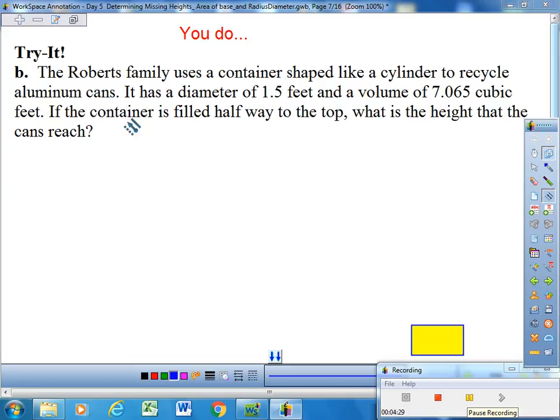So I'm going to help you set it up a little bit. I want you to write down cylinder, volume of 7.065, diameter 1.5, so you know you need the radius, which is half of that, and you're going to find the height. What is the height? This is kind of information that you don't need. The container is filled halfway to the top. So go ahead and work that out. Teacher, if you can press pause.